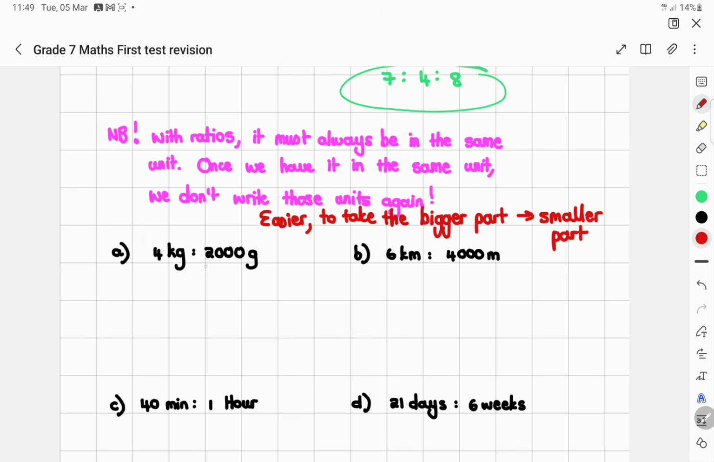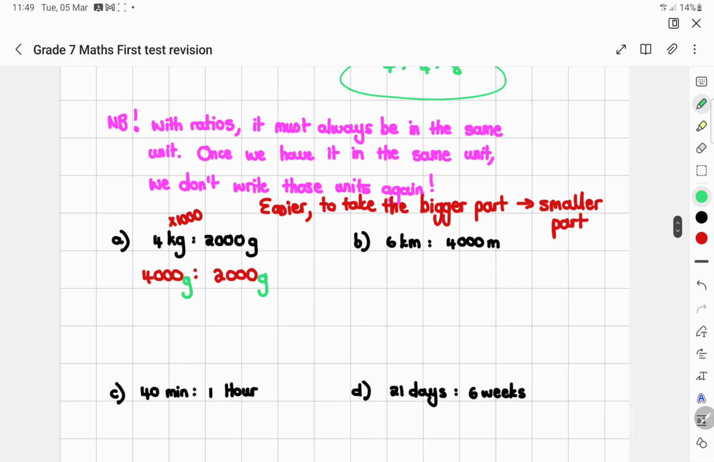So what I mean is, rather take the bigger one, 4 kilograms to 2 grams. 4 kilograms written as grams, there are 1,000 grams in a kilogram, so we have to times by 4, which gives me 4,000 to 2,000. Do you see, as soon as I've got the same unit, grams and grams, I do not write the unit anymore. And then if you want to, you can divide by 1,000, which gives you 4 to 2, and I can still go ahead and divide out, which gives you 2 to 1.